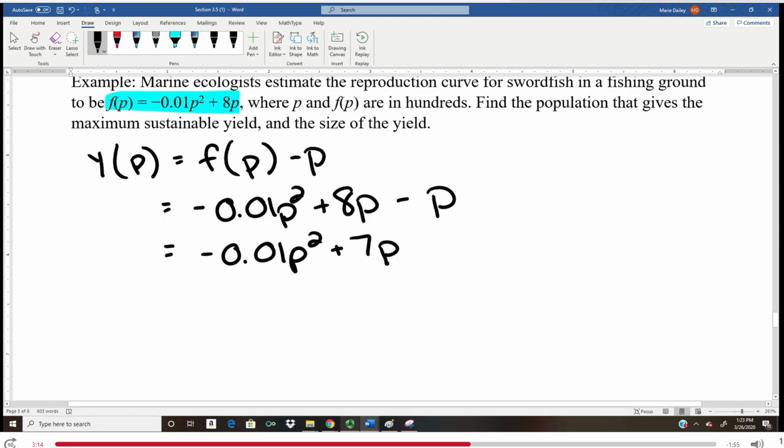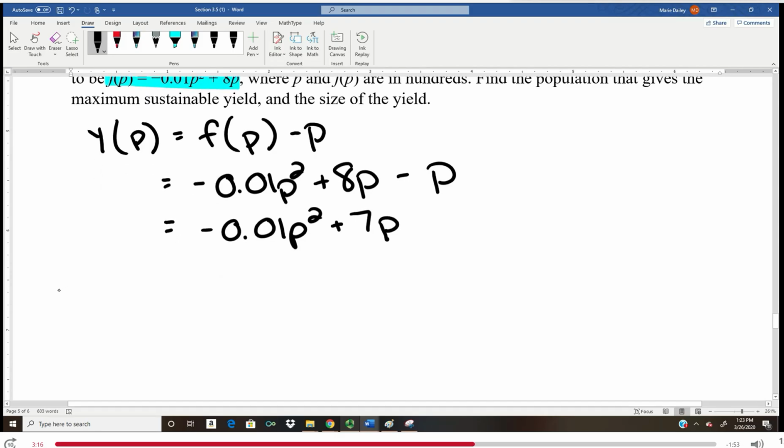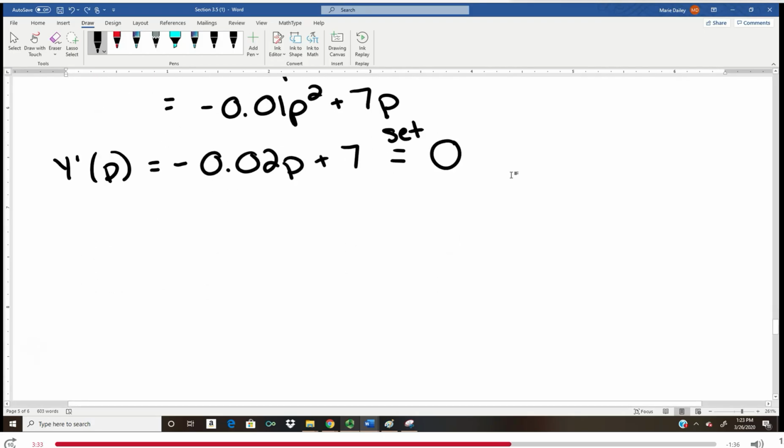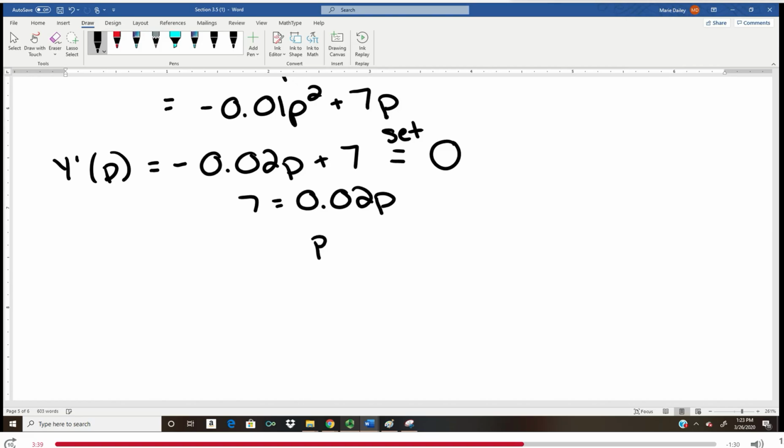Now we want to come up then with the maximum sustainable yield. So again, I'm going to take that derivative. In doing so, I have negative 1/50 P plus 7. As always, we are going to set this equal to 0. Solving for P, I'm going to add the 1/50 P over to the other side. Dividing then both sides by 1/50, I find that P is equal to 350.